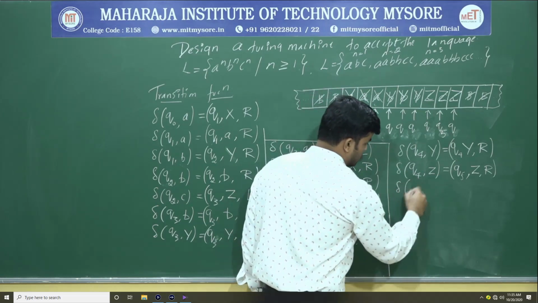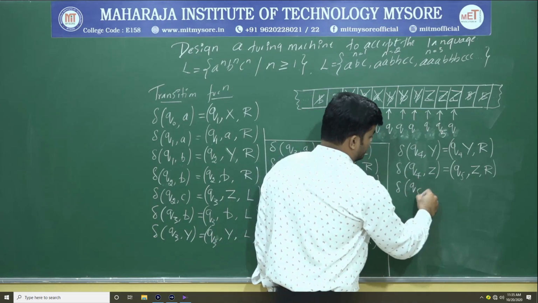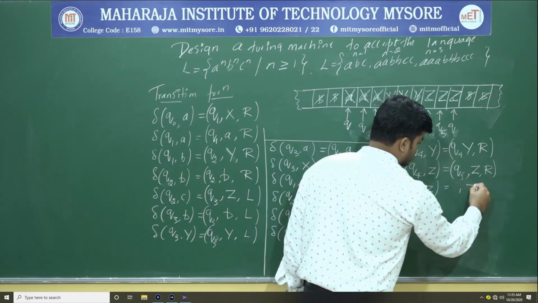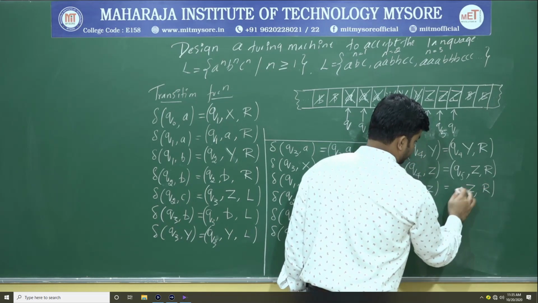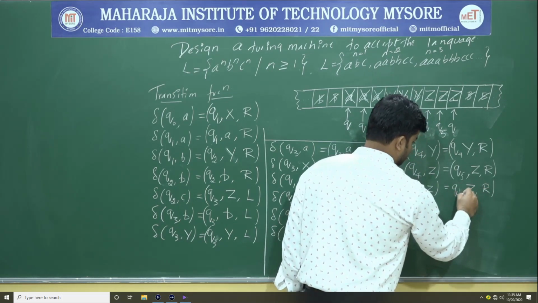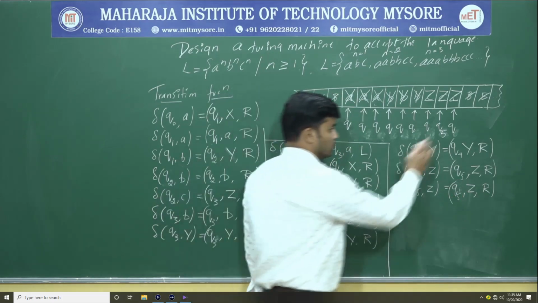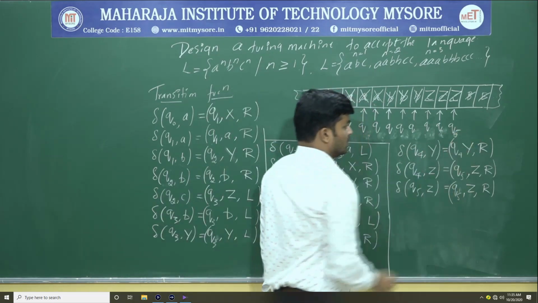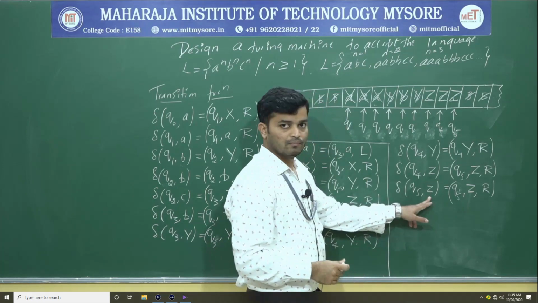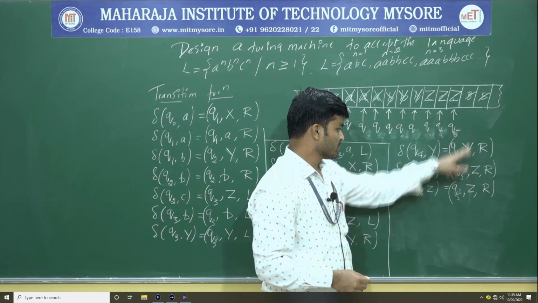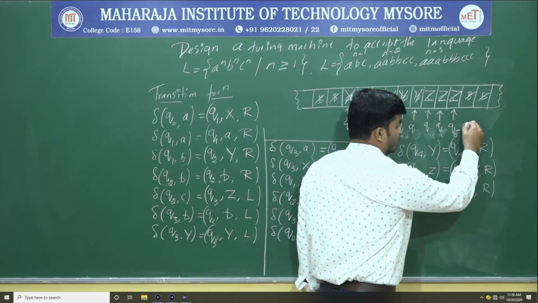Now delta of Q5 comma Z. We will maintain this Z as it is, and we will move at right hand side with the same state, Q5. So it will come over here. Again Q5 comma Z, this Z will be maintained as it is, and it will move at right hand side with the same state, Q5.